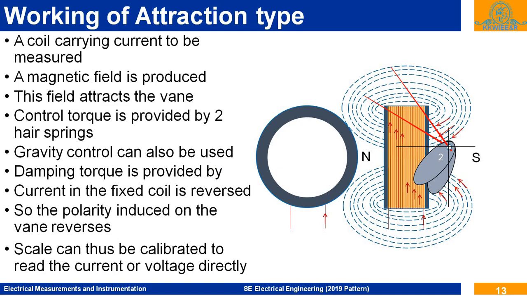So this controlling action is provided by the control spring or the gravity control, depending on the arrangement of the spindle. Damping torque is also provided by air friction damping, to avoid the oscillations in the moving system.